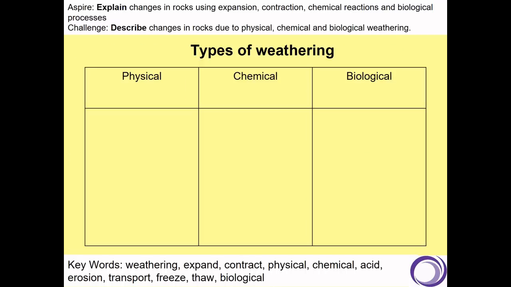So, some work for you to do. Types of weathering can be split into 3 main categories: physical weathering, chemical weathering and biological weathering. I'm going to give you 30 seconds to just make a version of this table in your exercise book or on your paper in order to record some notes about the 3 types of weathering as I go through the PowerPoint with you. So you've got 30 seconds starting from now.